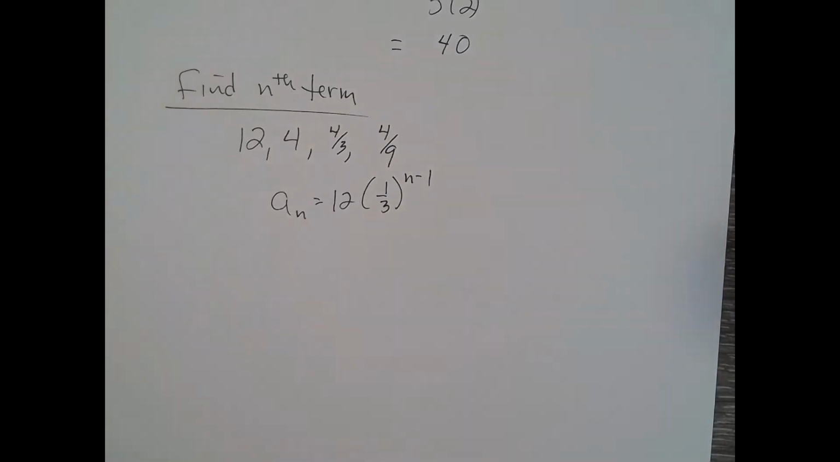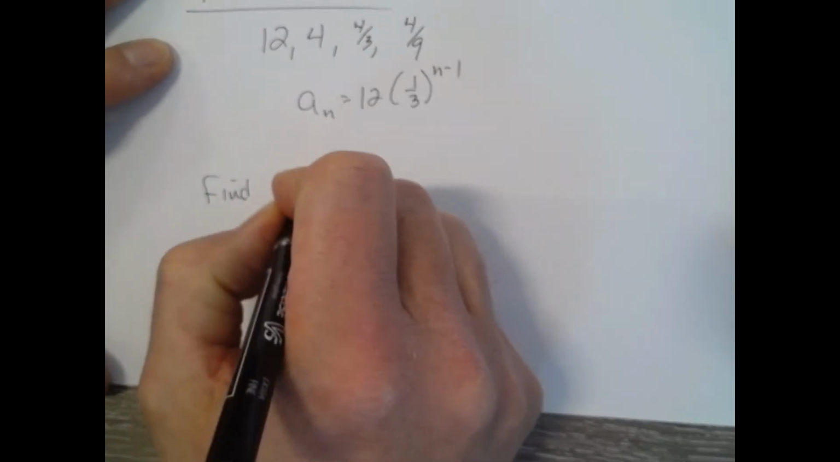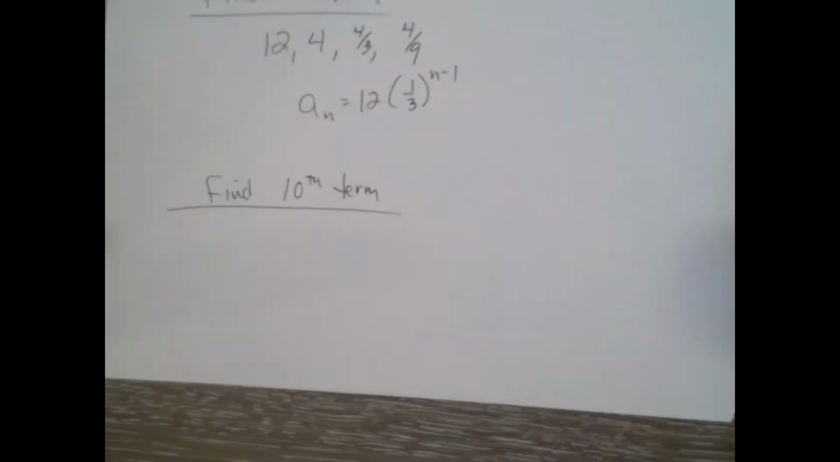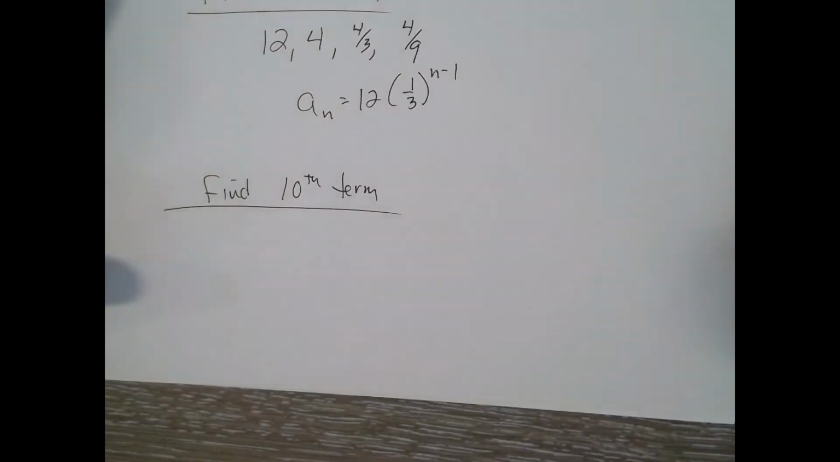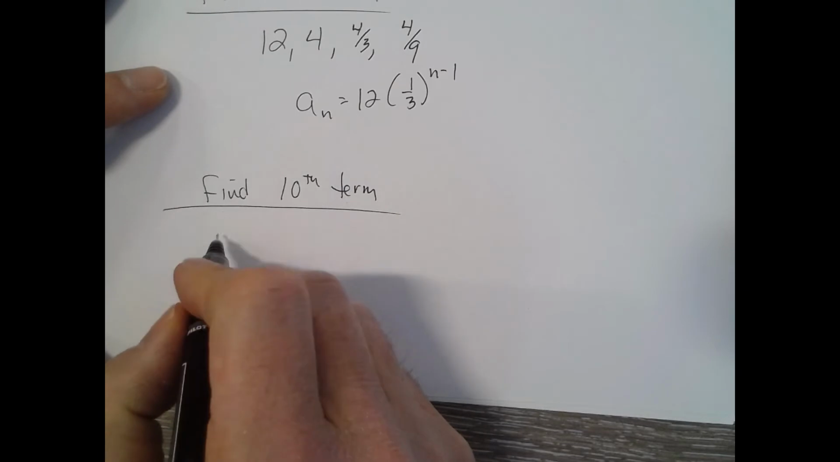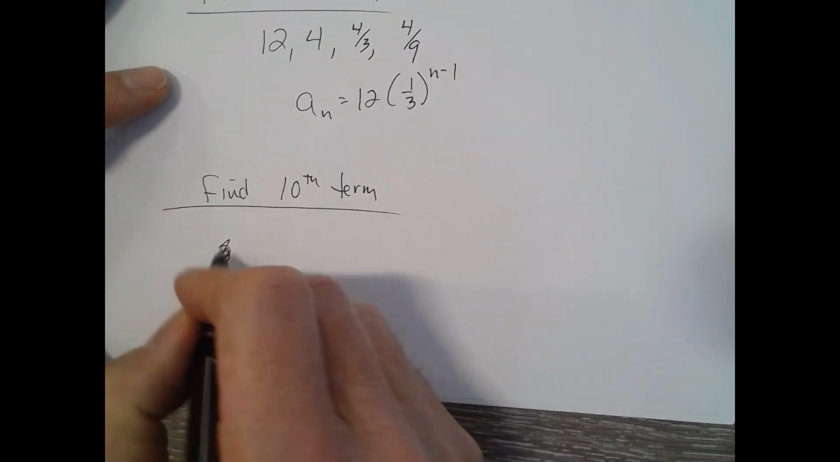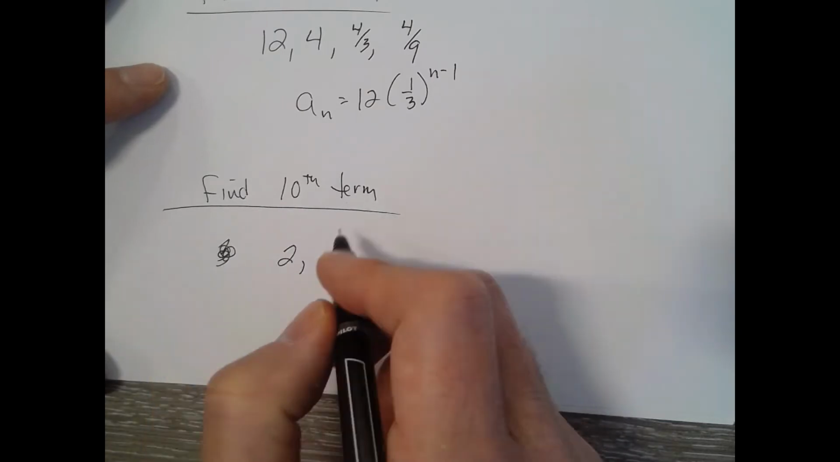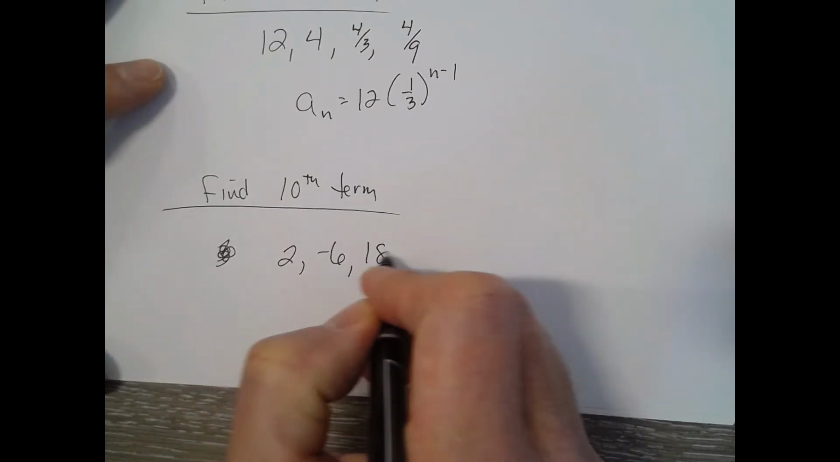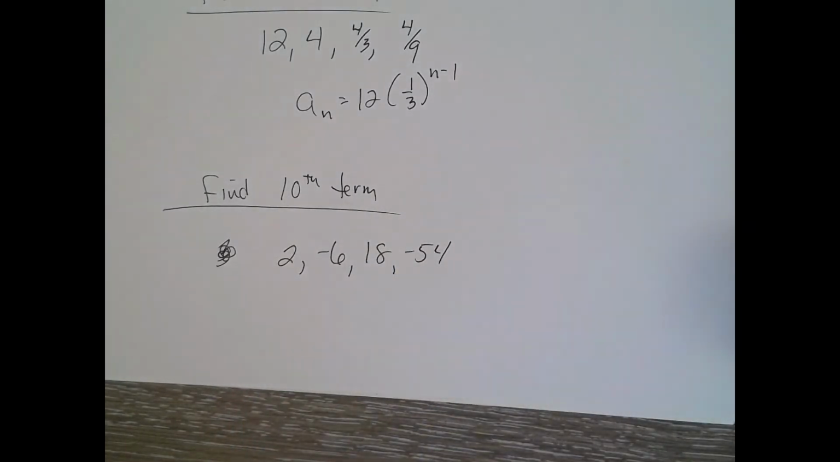So I'll do one more of these. How about find the 10th term? So before you find the 10th term, I think it's too dark in here. Why is it not focusing? Before you find the 10th term, find the nth term. So find the nth term and then find the 10th term.